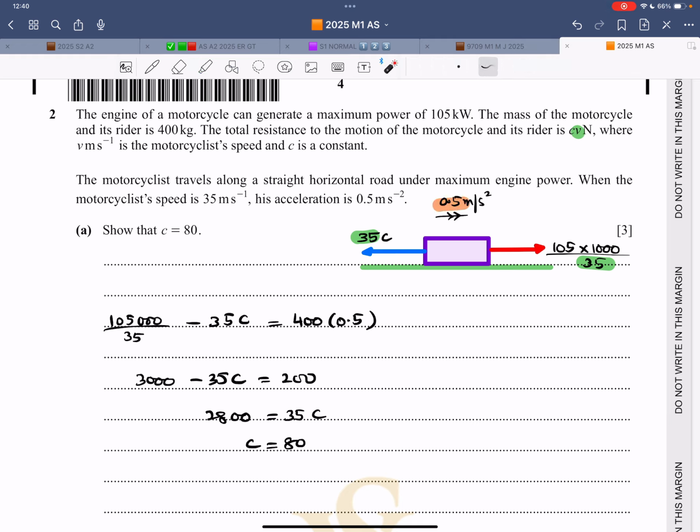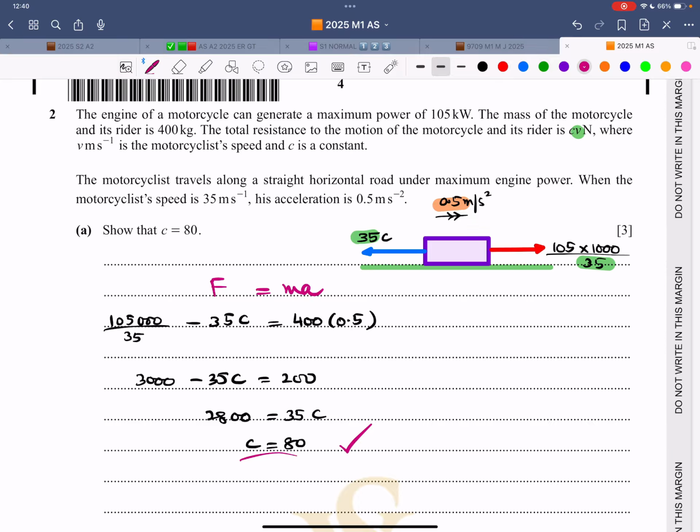So now you would say the forward force minus the resistive force is mass into acceleration. This is application of F equals ma. Resultant force is mass into acceleration. You find the value of C, which is 80. That's an exact value. No rounding off.